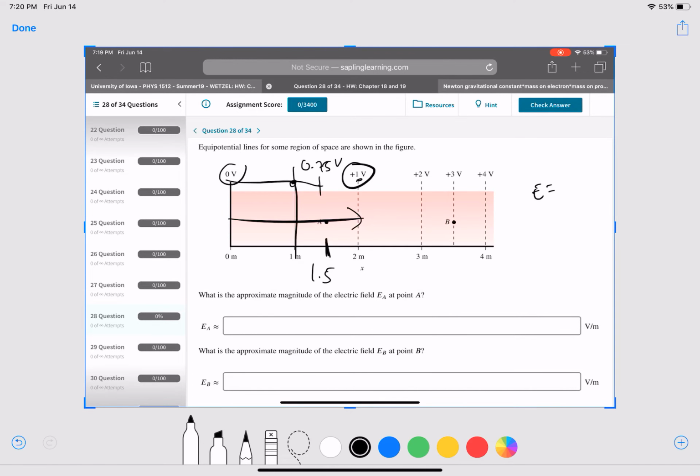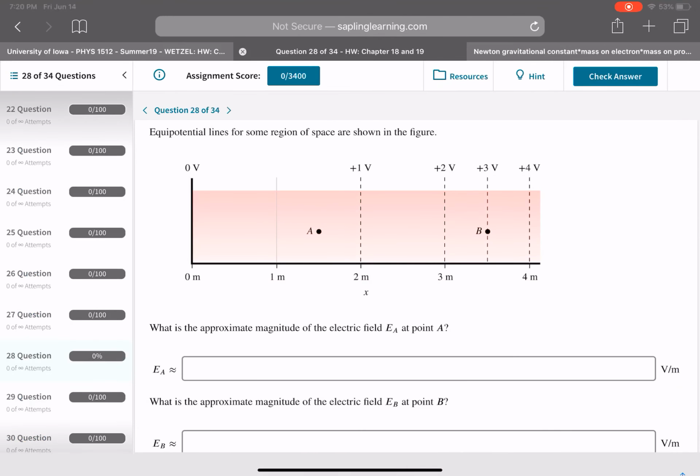The electric field strength is measured in volts per meter, so we can just do 0.75 volts divided by 1.5 meters, okay? But when we go to point B, we have to assume that the electric field here is uniform. So that's 1 volt divided by, and this is going to be 3.5 meters, so that's about half a meter. So those are your two electric field strengths between there. And you'll do a lab where you figure this stuff out too.